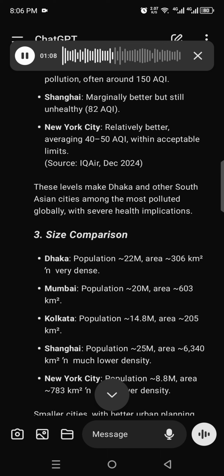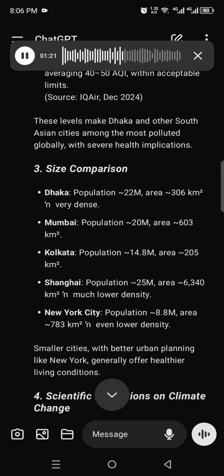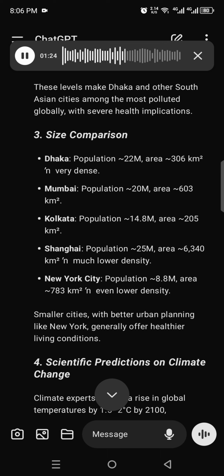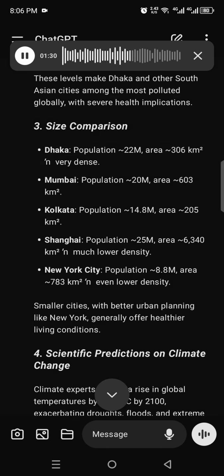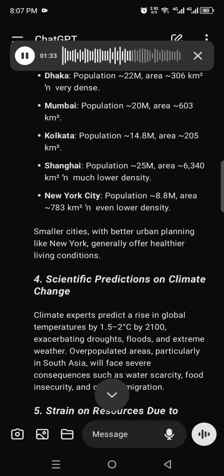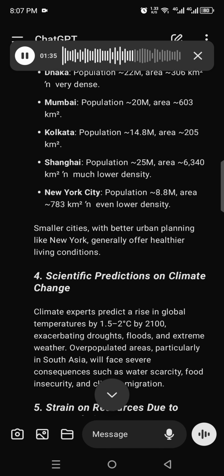3. Size comparison. Dhaka, population 22 million, area 306 km², very dense. Mumbai, population 20 million, area 603 km². Kolkata, population 14.8 million, area 205 km². Shanghai, population 25 million, area 6,340 km², much lower density. New York City, population 8.8 million, area 783 km², even lower density. Smaller cities with better urban planning like New York generally offer healthier living conditions.